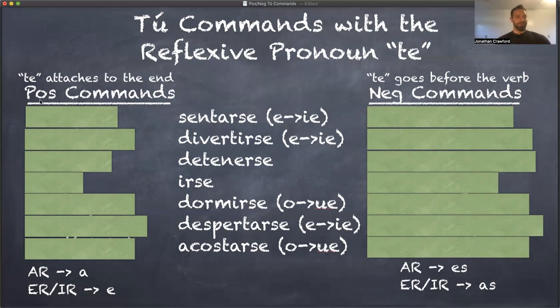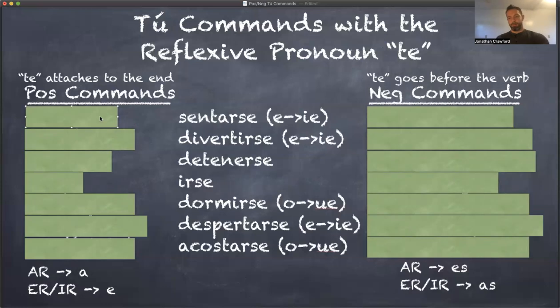So sentarse is a boot verb, meaning that this E right here, it turns into an IE. So that's why I have this in parentheses. E turns into IE. And it's referring to this E right here. It's always referring to the vowel that is in the root or the stem of the verb. That's why they call boot verbs stem changing verbs or stem changing boot verbs.